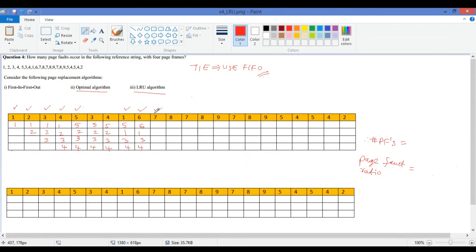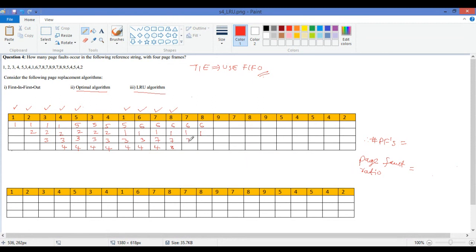7, there is a page fault. Okay, don't remove 6, 1, 4. Means I'm removing 3. 7 will come and sit here. Now 8, there is a page fault. Don't remove 7, 6, 1. I'm not removing them. It means I'm removing 4. It is replaced with 8. See, 7, 8 is already there. So I repeat, there's no page fault for the next 2 references.